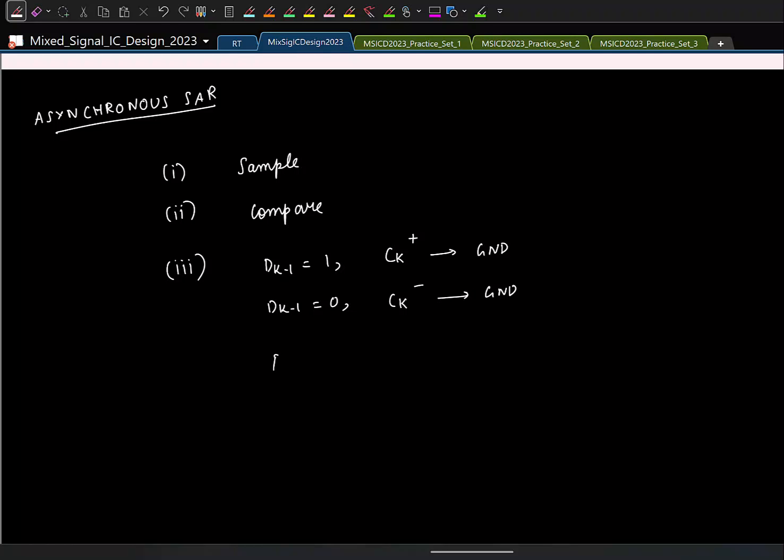And then we keep repeating this continuously so that a total of n comparisons is done. So we wait for a total of n times. This is the logic. Let's see how we can implement it.